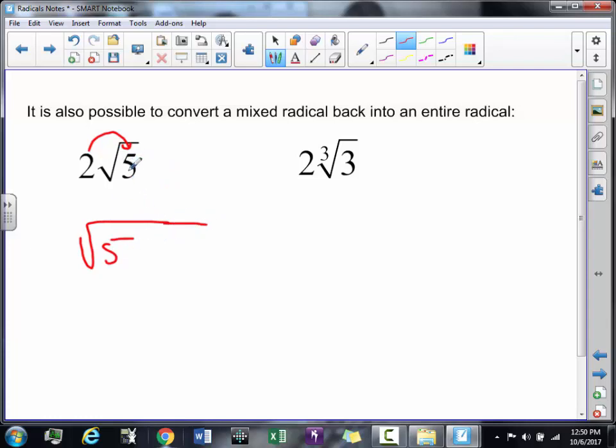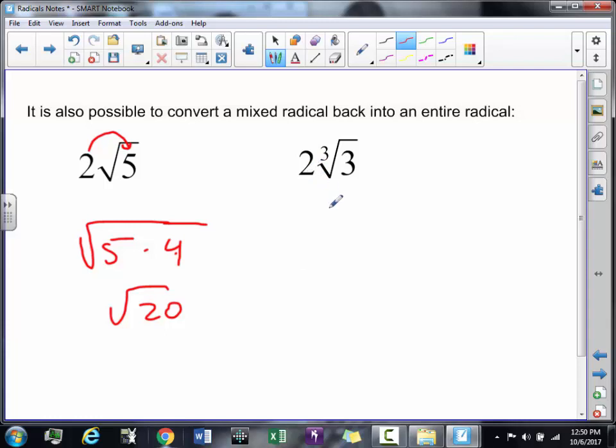How did this 2 get out in the first place? Well, because there were 2 of them, which was really a 4, right? This 4 square rooted to give you 2. So I'm just going to put the 2 back underneath the square root sign, but it doesn't go back under as 2, it goes back as 4. So this was root 20.